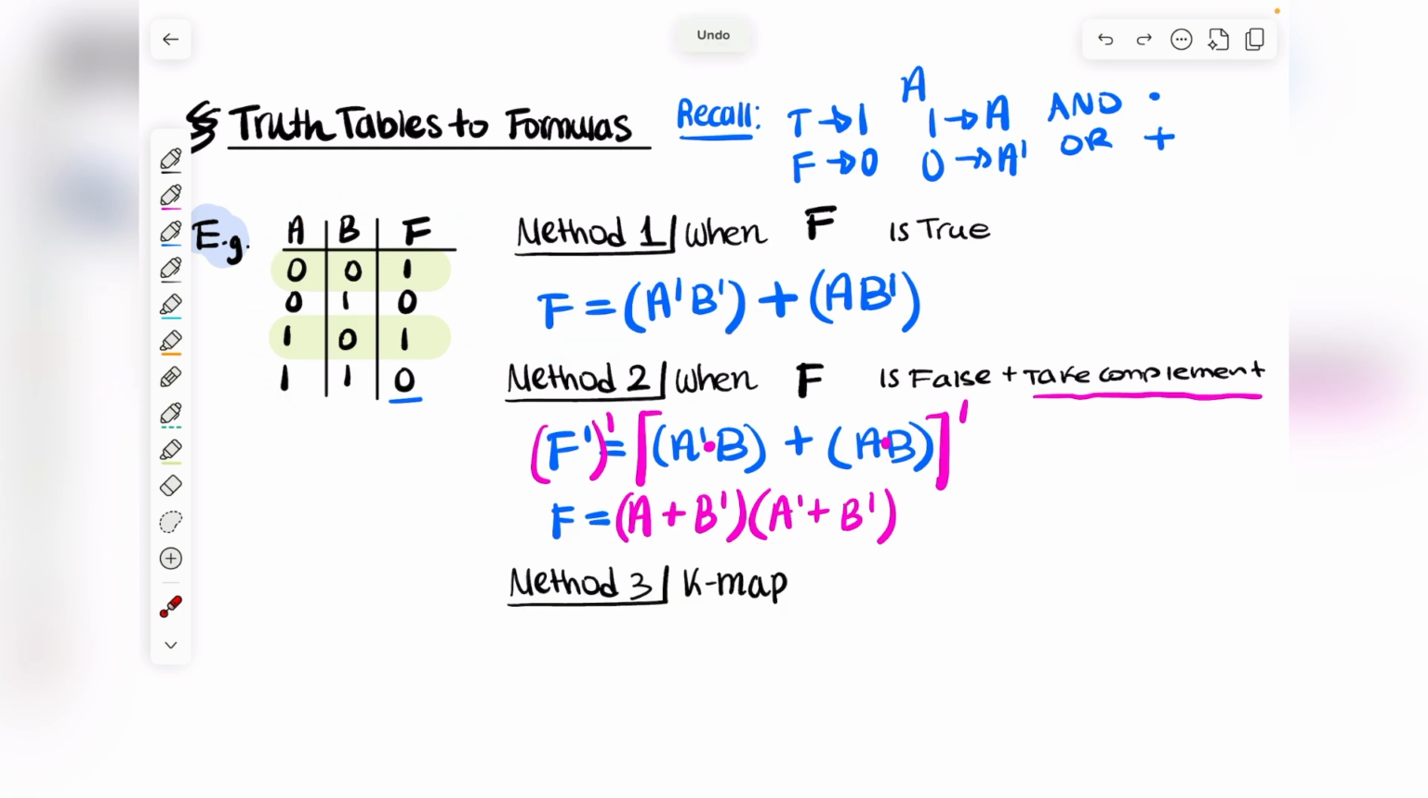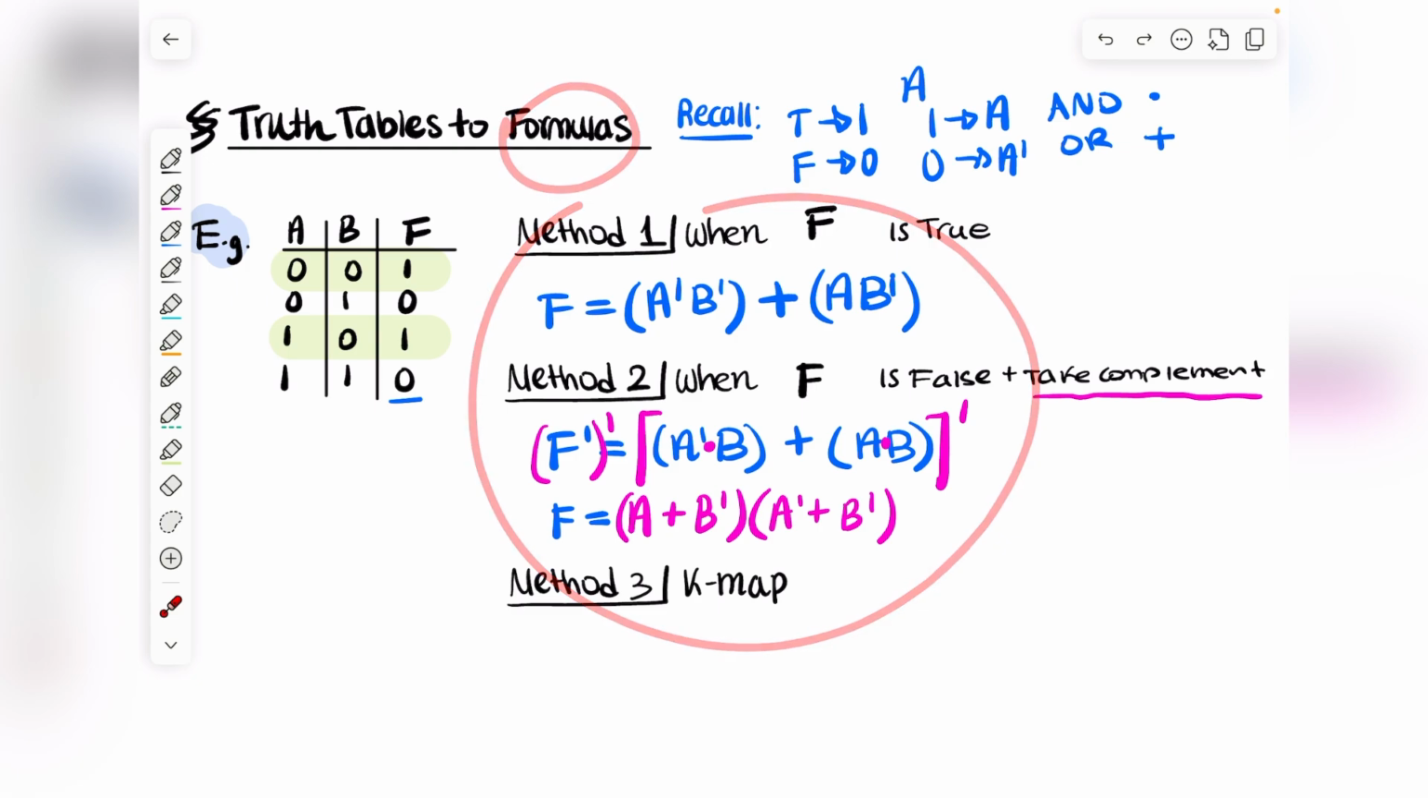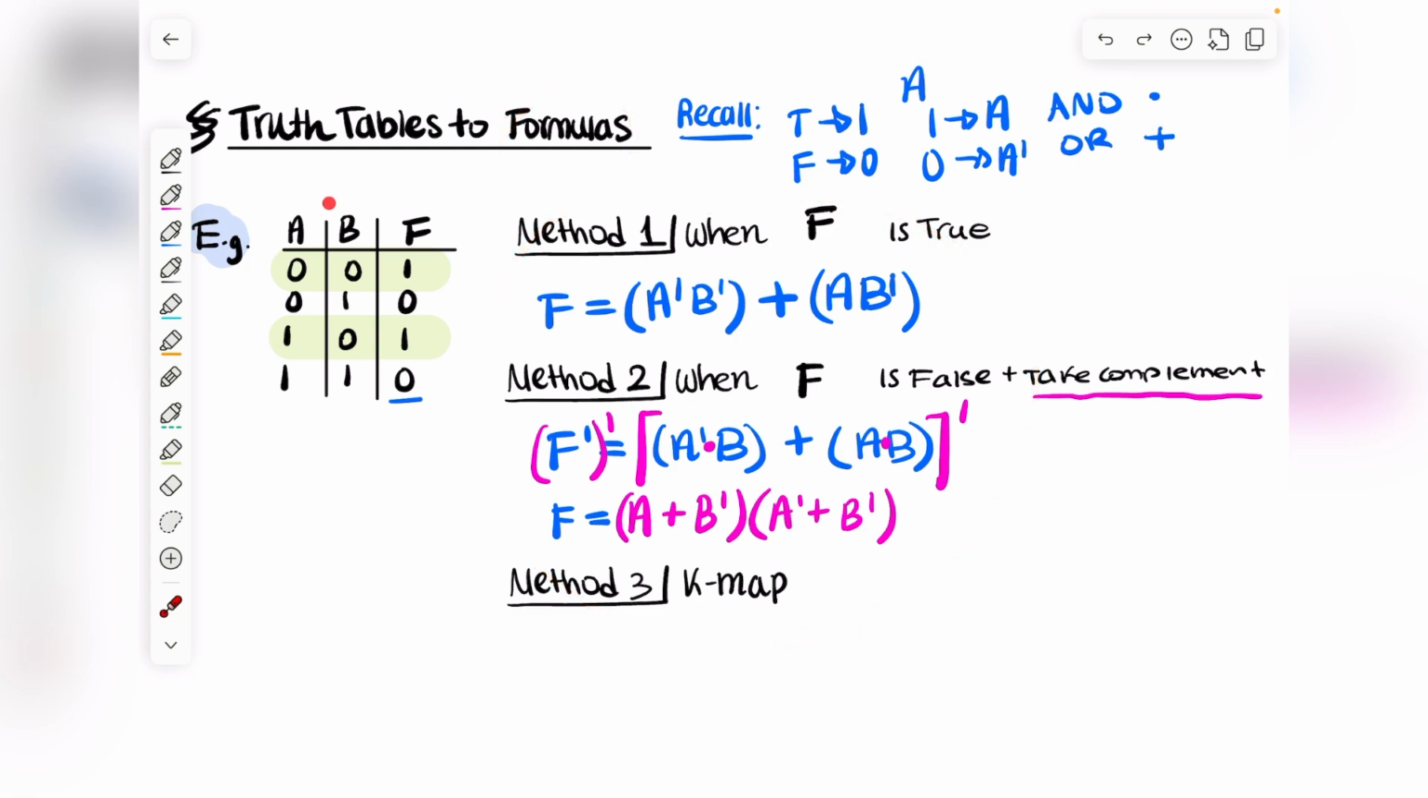Now the last method is using a KMAP. So they usually teach this topic at the end right before the first midterm, but I'm going to introduce it here so you can see all of the 3 methods for getting a formula from a truth table. But K-maps are a little bit different depending on how many inputs you have.